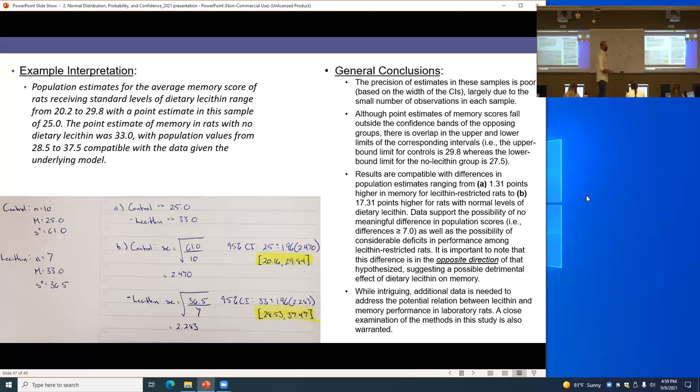Important to note that the difference is in the opposite direction of what we had expected here, right? And so while intriguing, additional data are needed to address the potential relation between lecithin and memory performance, and close examination of methods is also going to be warranted here, right? I think I said that higher scores are associated with better memory. So with this piece of things here, right?